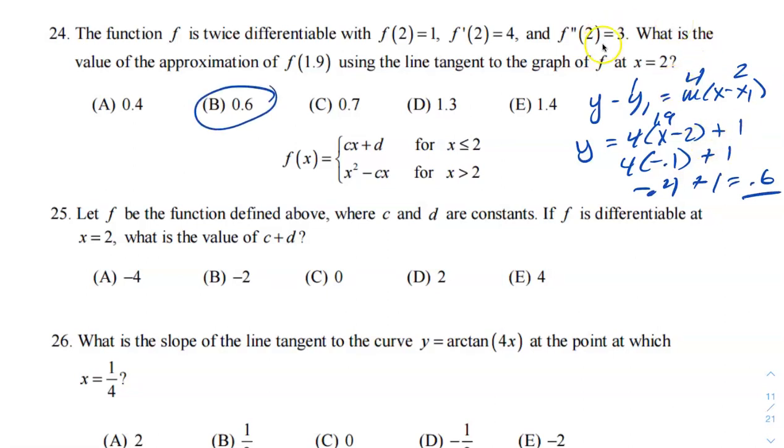So again, I really didn't need this at all. If they ask me, is it an over approximation or under approximation? This right here tells me the second derivative is positive, concave up, so it would be an under approximation because your tangent line would be below it. But it doesn't help me at all in this question.